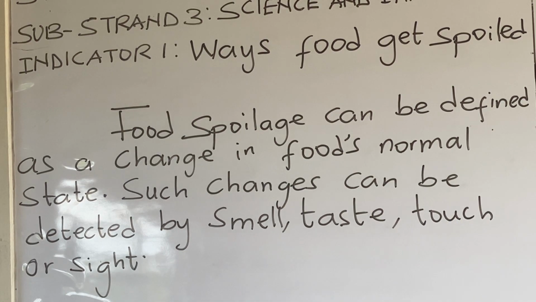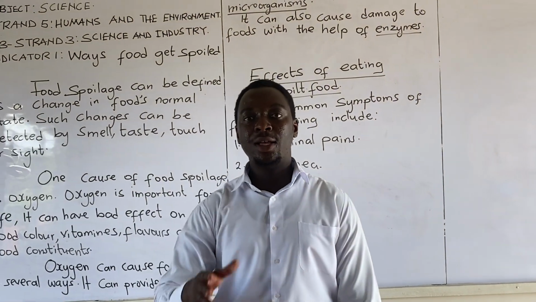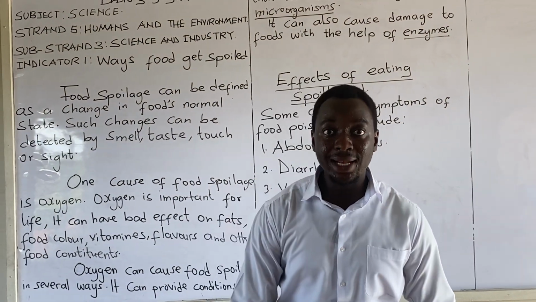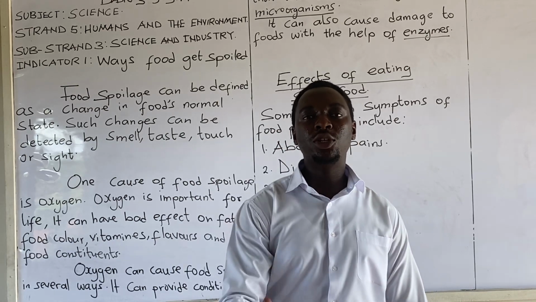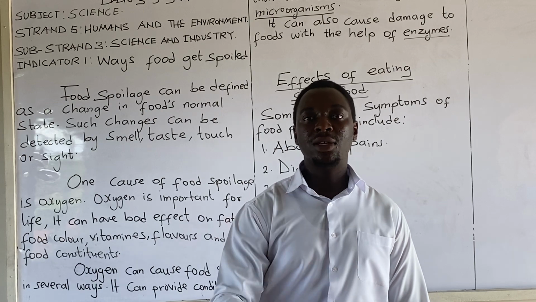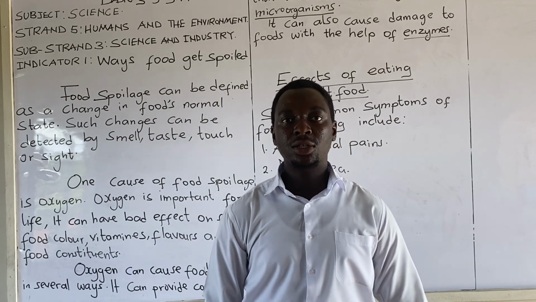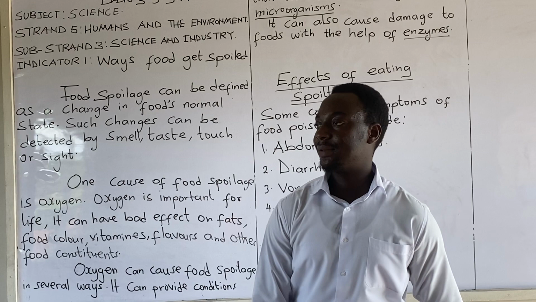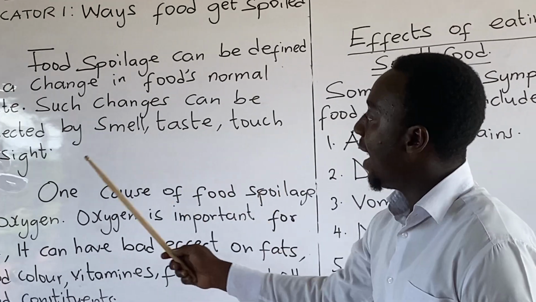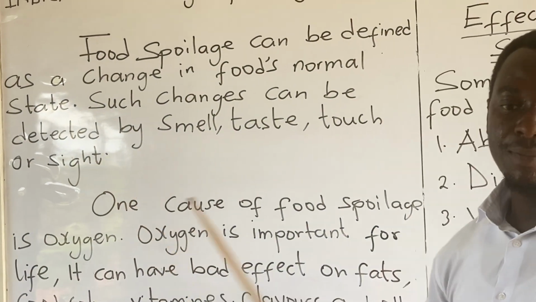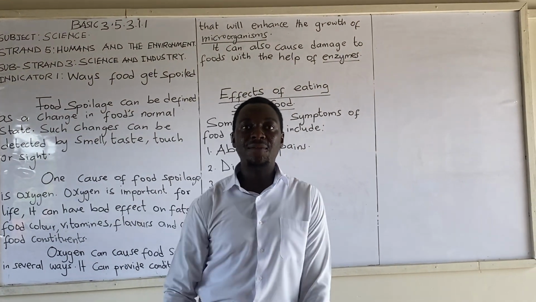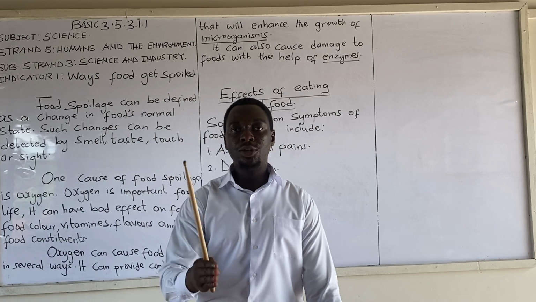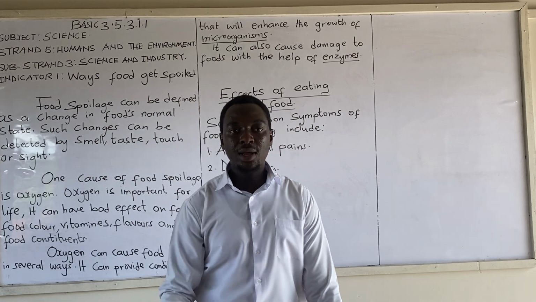By touch, certain foods are solid, but when they go bad or when they spoil, when you touch them, they become a form of liquid or very soft. So by touch, we get to know that some foods are spoiled. And by sight, by looking at it, sometimes you see bubbles at the surfaces of food. It makes you know that the food has gone bad.